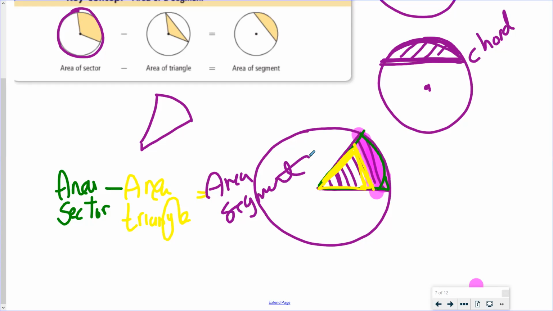Is it clear? Yes. What is the segment, and how can we find the area of the segment? The segment is different than the sector. A sector is between the arc and two radii of a circle, but a segment is between an arc and a chord of a circle.